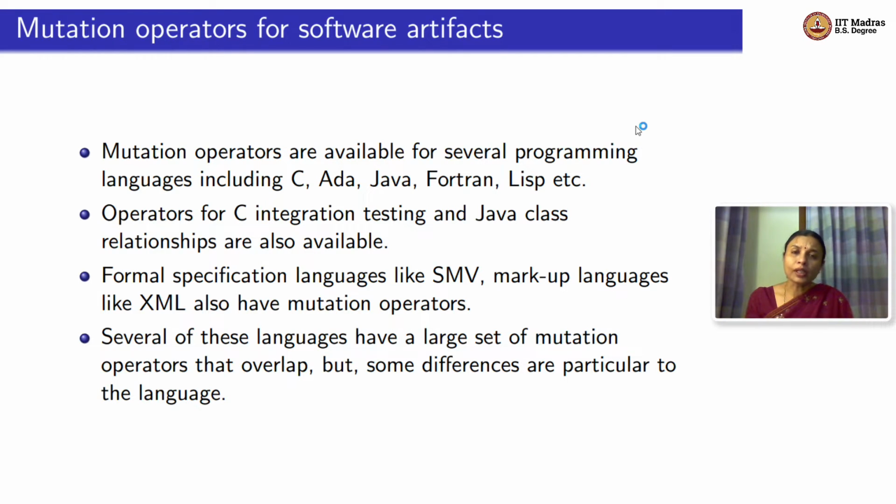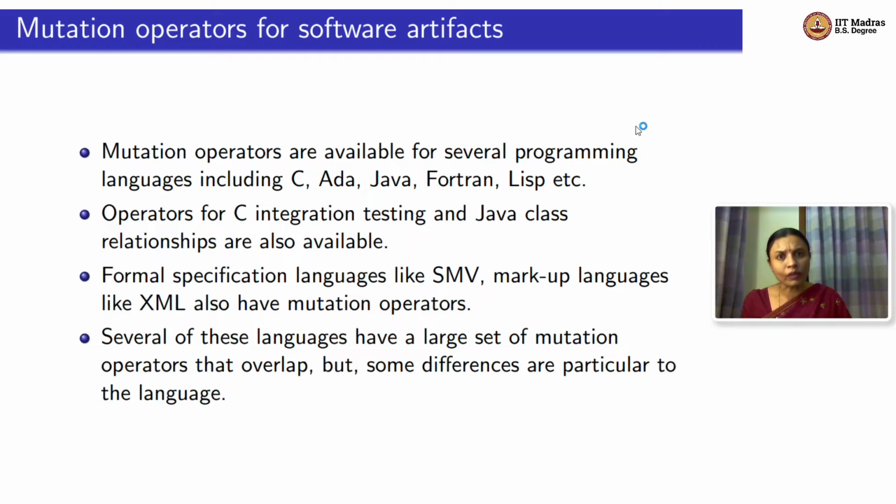You can also mutate at the level of integration testing or call interfaces, where we could change a procedure call or a function call, by changing the arguments that are passed in the call, by mutating the location where the call is made, by removing the call and replacing it with an appropriate return statement, and so on. So mutation operators are available for different programming languages at the unit level to make changes to individual statements, and at the integration level to make changes to call interfaces.